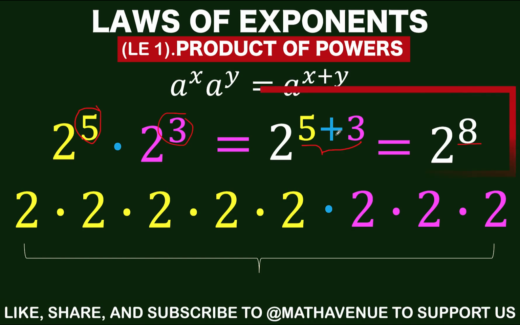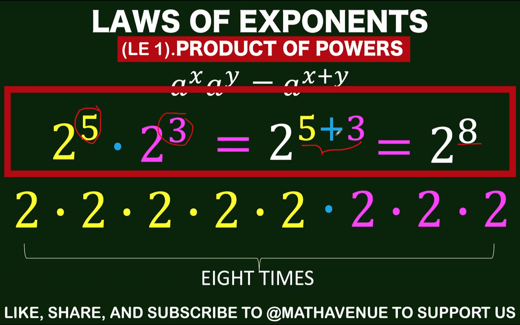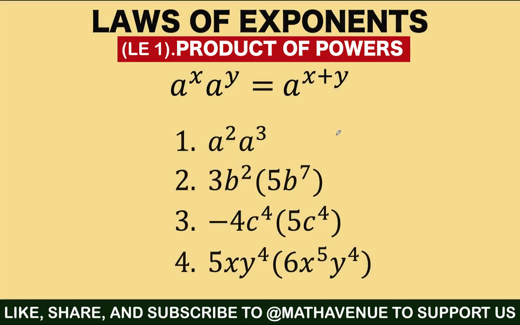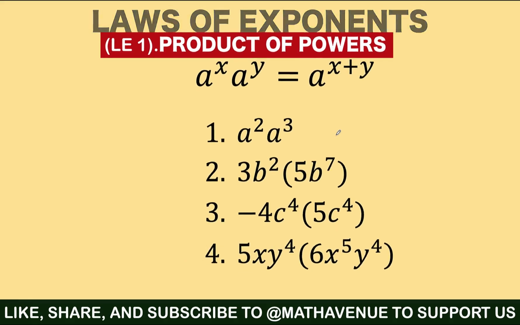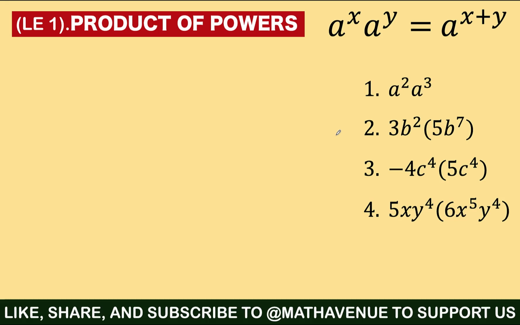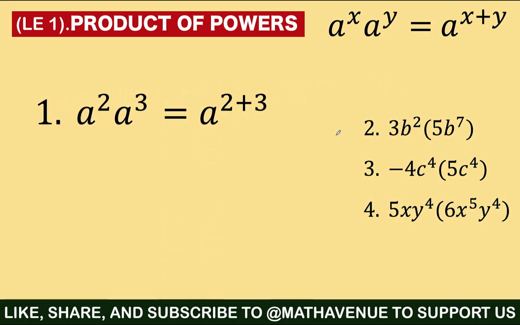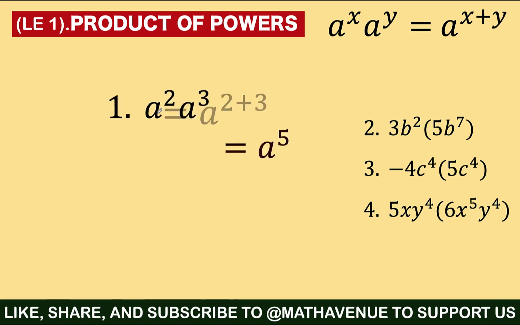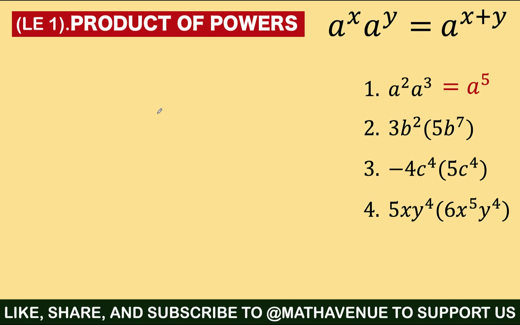So let's have some application of this law of exponent number 1. Let's say we are given these 4 problems for our exercises. Let's begin with the first one. A to the 2nd times a to the 3rd. Applying law of exponent number 1, to get the product of these numbers in exponential form, we copy the common base and we add the exponents 2 plus 3 to get a to the 5th for our answer. So the answer for number 1 is a to the 5th.